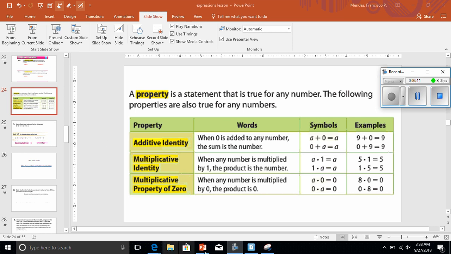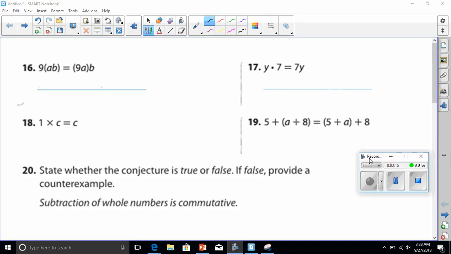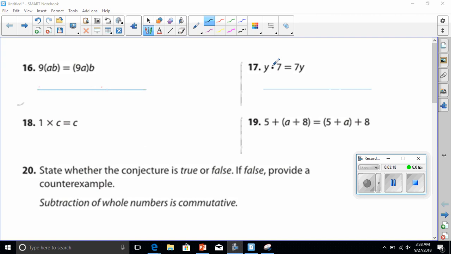Okay, so let's go ahead and work our problems. Number 17. We can see here we had y times 7 equals 7 times y. We didn't group our parentheses differently, right? This is not an identity thing. This is just taking the numbers and variables and turning them around. So this is going to be commutative property, because I arranged my numbers and letters in a different order.